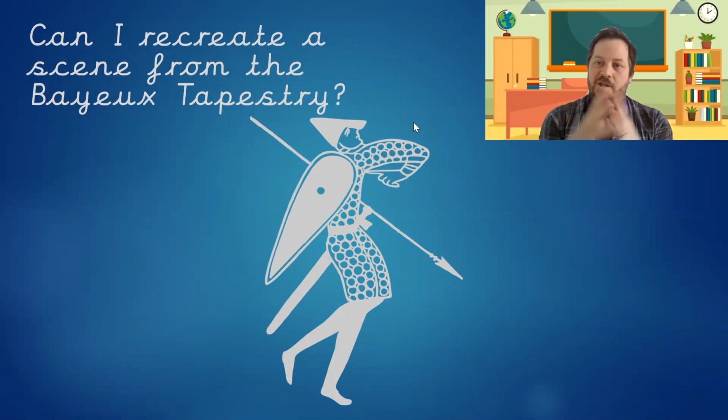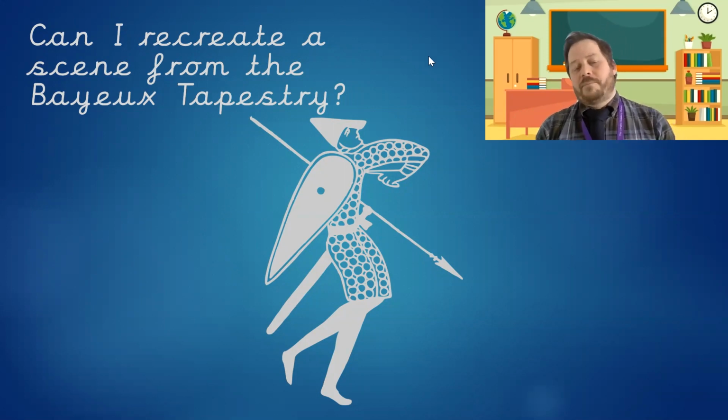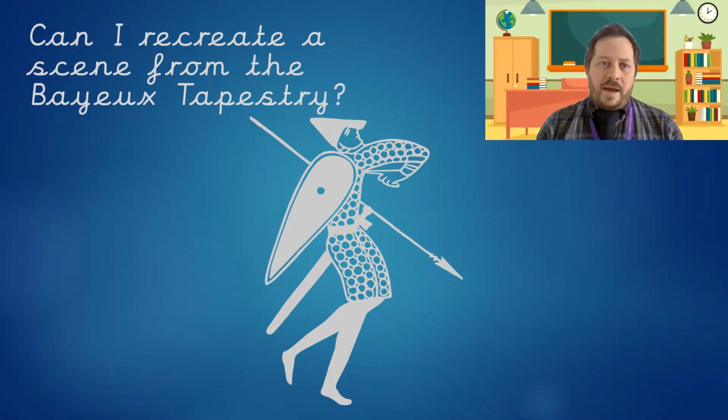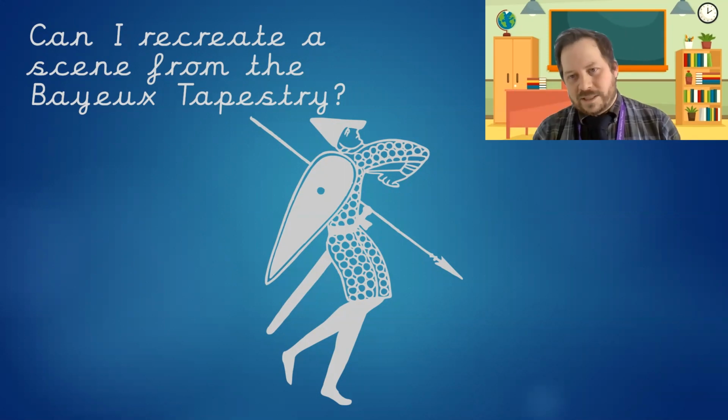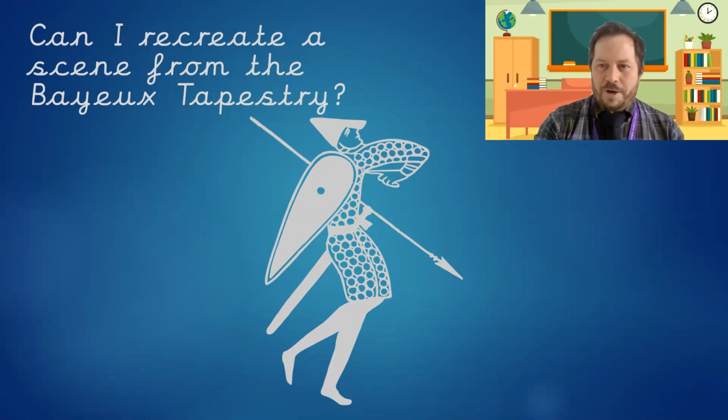And we're going to finish off the Anglo-Saxon period. We're going to look at an important piece of artwork that depicts the end of Harold Godwinson's reign and the start of William the Conqueror's. So we're going to have a look at the Bayeux Tapestry, and we're going to try, if we can, to recreate one of the scenes in the same sort of style as the Bayeux Tapestry. Not as a tapestry, but as a drawing. But let's have a look.